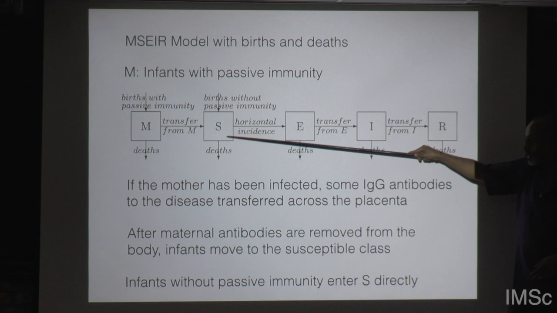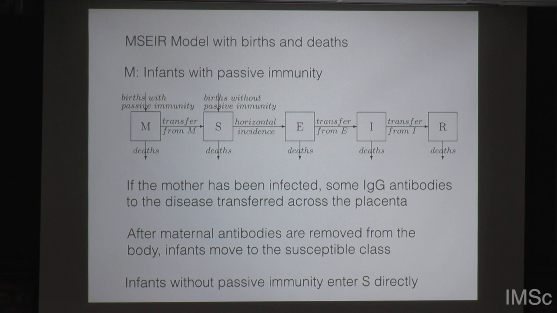You can have people, of course, dying from here, dying from here, dying from here, dying from here, dying from here. And that's part of demographics, of changes in the numbers of population that occur through births and deaths. So typically there are antibodies that are transferred by the mother to the child. And after the antibodies are removed from the body, infants move to the susceptible class. And those without passive immunity enter S directly, which is what this particular statement is here.